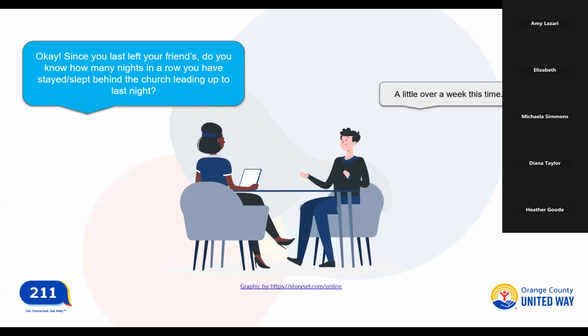Okay, since you last left your friends, do you know how many nights in a row you have stayed or slept behind the church leading up to last night? Gandalf replies, "A little over a week this time." Great. Now we know Gandalf's approximate length of stay in their prior place of residence, which is just over a week. Now we need to ask Gandalf about their current episode and when that began.